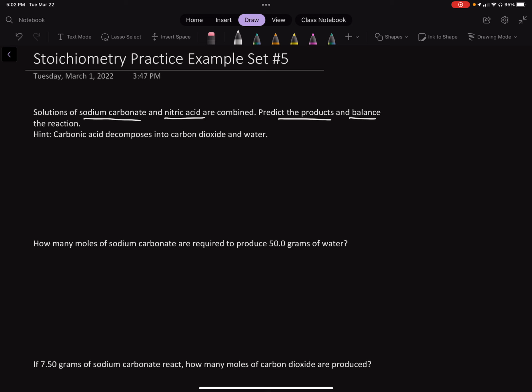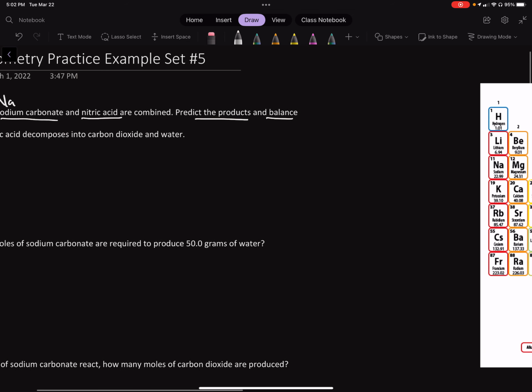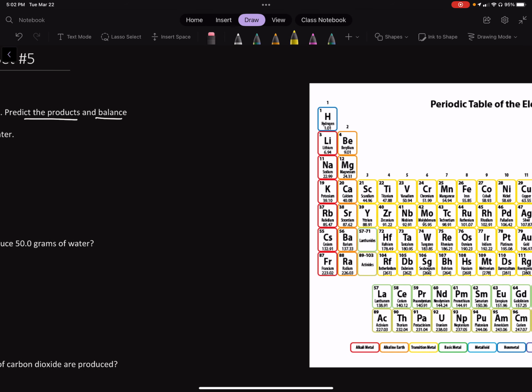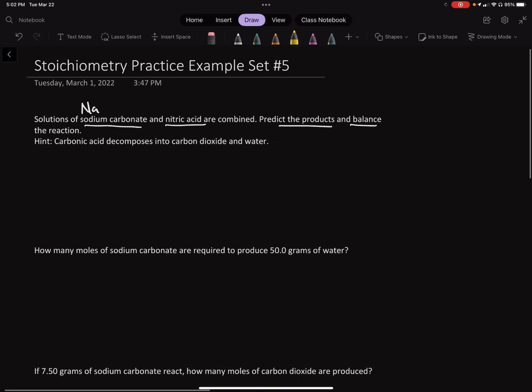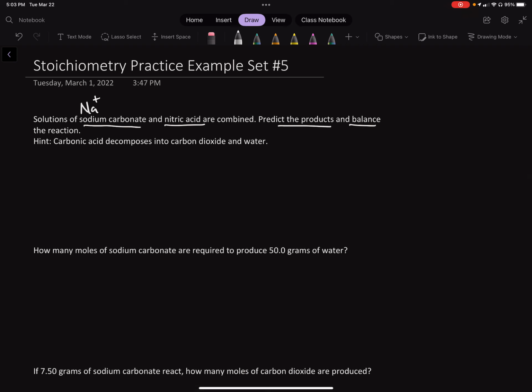So first, let's do the formulas for sodium carbonate. Sodium is Na, and just as a reminder, it is right here on the periodic table. So it's an alkali metal, it's in that first column. It's always going to have a charge of 1 plus. Carbonate is a polyatomic ion, CO3 with a charge of 2 minus, so that is something that you need to memorize. So if we were going to make a neutral compound out of sodium and carbonate, we would need 2 sodium ions to buddy up with the carbonate.